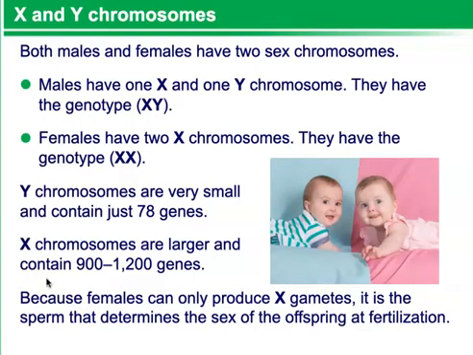Because females can only produce X gametes, it is the sperm that determines the sex of the offspring at fertilization. If you inherit a Y chromosome from dad, you will be male. But if you inherit an X chromosome from dad, you will be female.